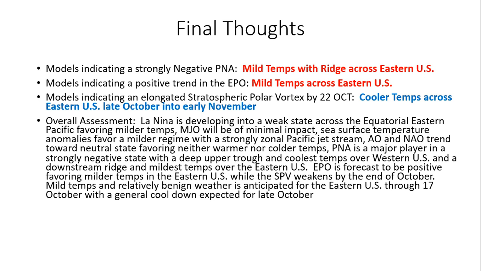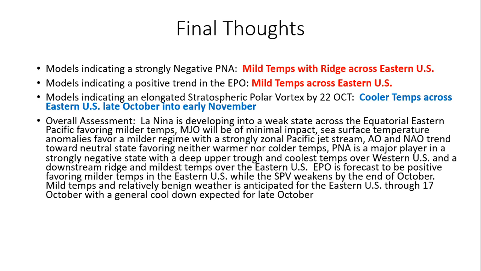Overall, the models are indicating a strongly negative PNA. Now, I really believe that negative PNA is really the reason why we're seeing such mild temperatures across the eastern United States with this upper level ridge. With that negative PNA, we got a fairly deep, highly amplified trough across the western U.S.